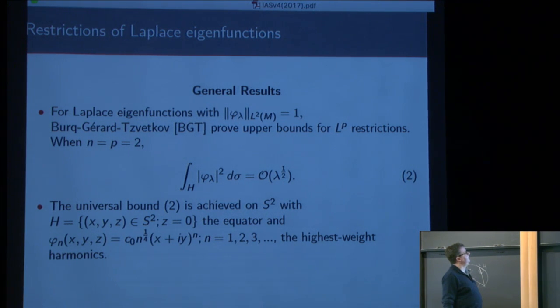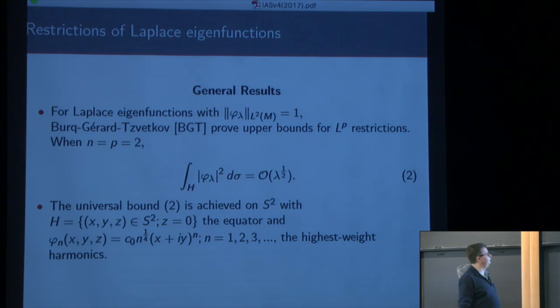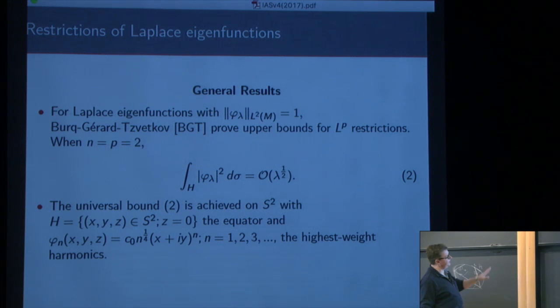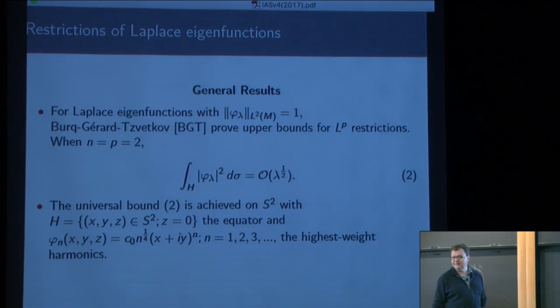For Laplace eigenfunctions, there are universal results of Burq-Gérard-Tzvetkov, who proved upper bounds for L^p restrictions, all p, all dimensions. I'm going to focus here, for simplicity, on dimension 2 and p equals 2. I'll be talking about L2 restrictions. In the case of L2 restrictions, there's a universal upper bound like this. It's the square root of lambda. So if the eigenvalue of the Laplacian is lambda squared, this is the quarter power of lambda.